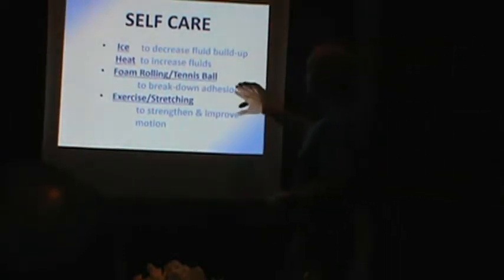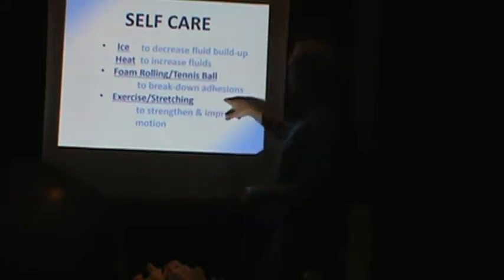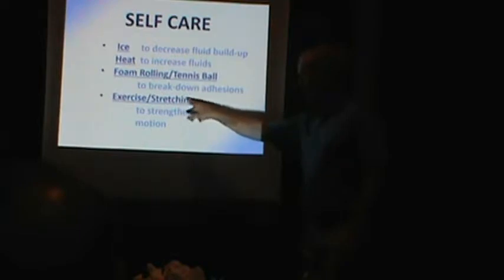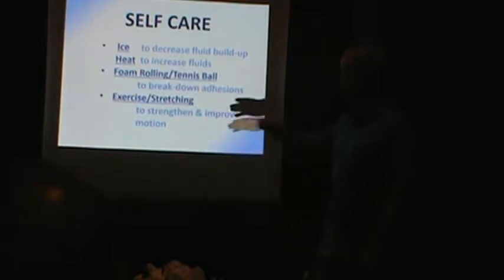There are other things you can do as far as breaking down adhesions within muscles: foam rollers, tennis balls. And then stretching is very important. Not overstretching, but good stretching, normal range of motion. And then exercise, of course, is good to help stabilize the joint once it's back where it belongs.